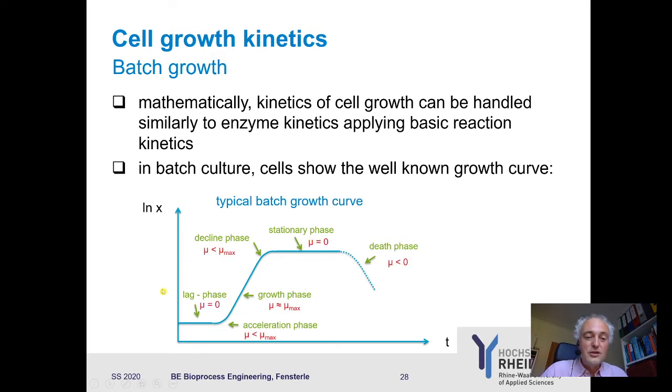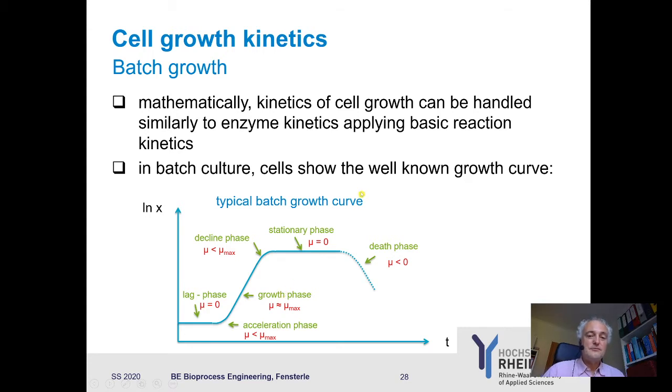Of course, if we look now at the specific growth rates, the specific growth rate is 0 in the lag phase and 0 in the stationary phase. In the exponential growth phase, the specific growth rate is equal to μmax, and in the acceleration and decline phases it's below μmax, and in the death phase the specific growth rate is even below 0. That's clear. In the acceleration and decline phases, μ is no longer constant. In the exponential growth phase, μ is constant and equals μmax.